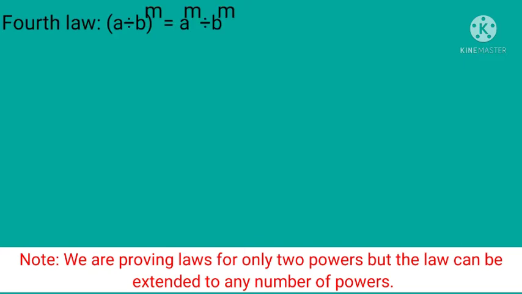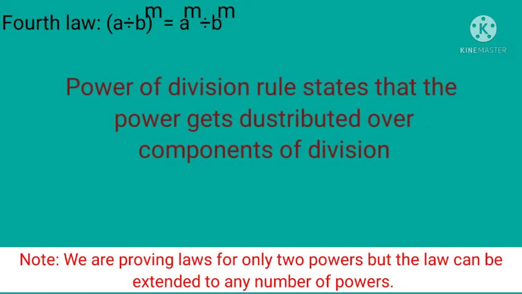Fourth law of exponents: a divided by b to the power m equals a to the power m divided by b to the power m. It is known as the power of a quotient rule, and it states that the power gets distributed over the components of division.